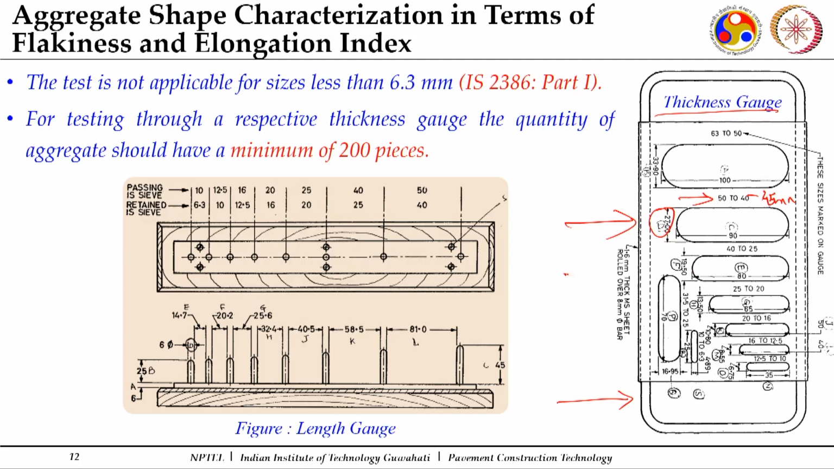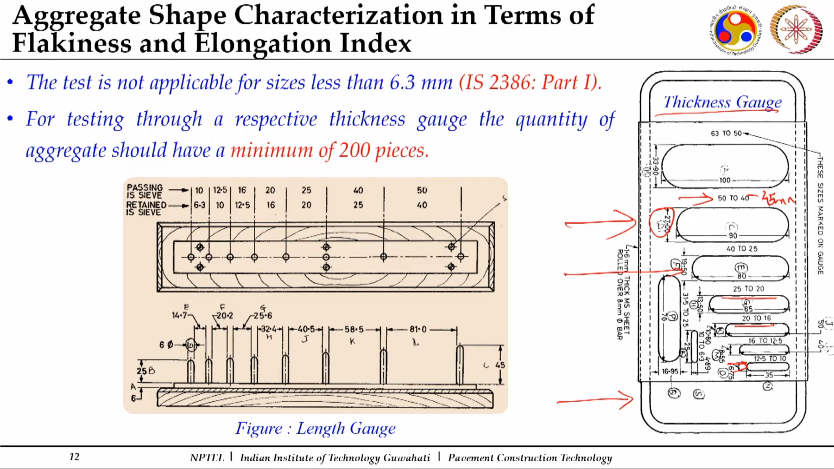So, I will at least go for one particular sieve size, here 50 to 40, or say 40 to 25, 25 to 20, 20 to 16, 16 to 12.5, 12.5 to 10. So, all different sizes are mentioned. Depending upon which sizes you are using in a particular course, you can work out this particular shape, whether the aggregate particle is flaky or not.